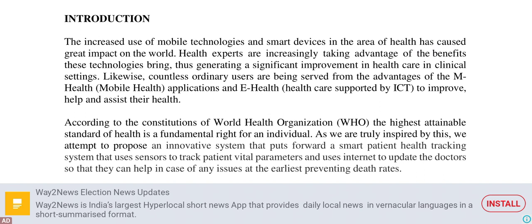Increased usage of mobile technologies and smart devices in the area of health has had a great impact on the world. Health experts are increasingly taking advantage of the benefits of these technologies, generating a significant improvement in healthcare in clinical settings. According to the constitution of WHO, the highest attainable standard of health is a fundamental right for an individual.